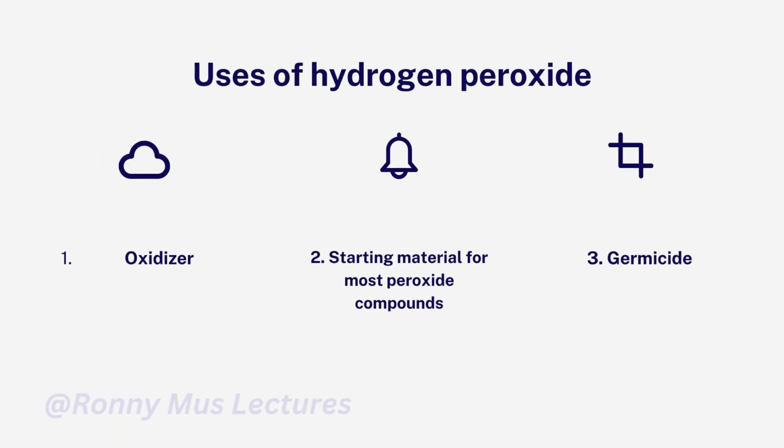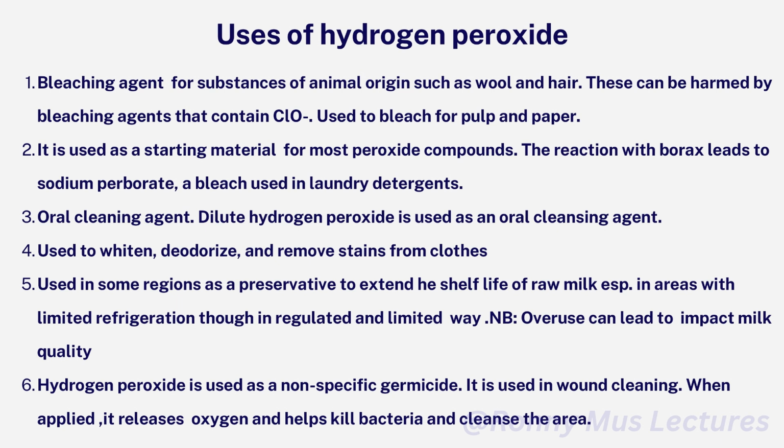Uses of hydrogen peroxide include as an oxidizer, as a starting material for most peroxide compounds, and also as a germicide. We look at those uses in detail. So hydrogen peroxide is used as a bleaching agent for substances of animal origin such as wool and hair, because those can easily be harmed by bleaching agents that contain hypochlorite ion.